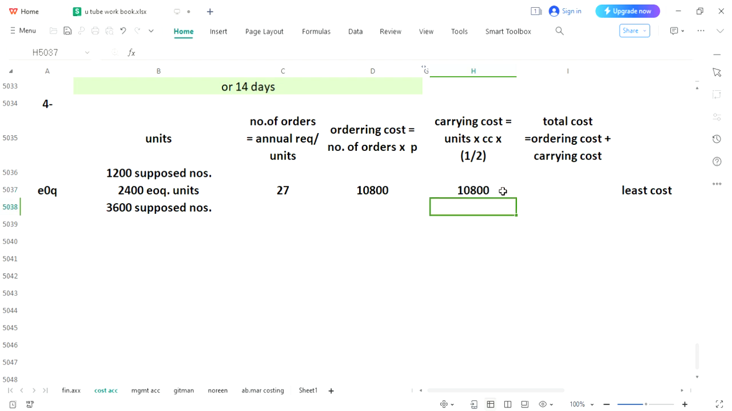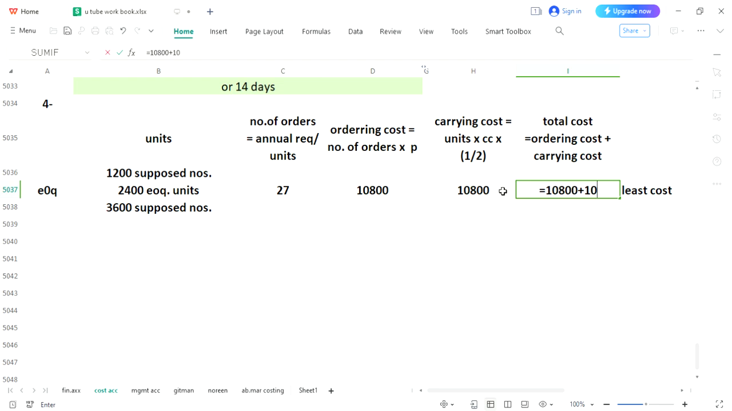Finally, we will add both costs. First 10,800, add again 10,800. So these are the two costs, ordering cost and carrying cost, and we have added both to calculate our total cost. So in this way we can conclude that if you give an order of 2400 units as economic order quantity, your total cost would be 21,600. Again, I am repeating the claim: with these 2400 units, you will get your maximum financial satisfaction. Cost would be at its lowest level.